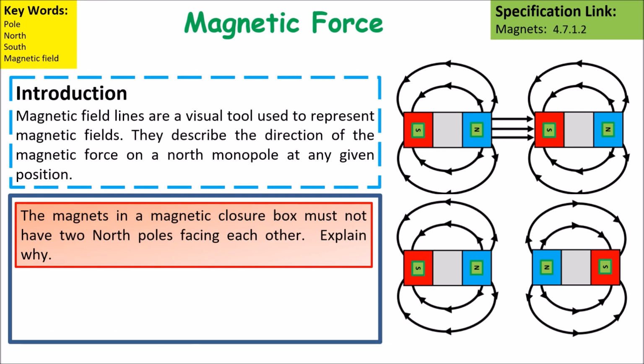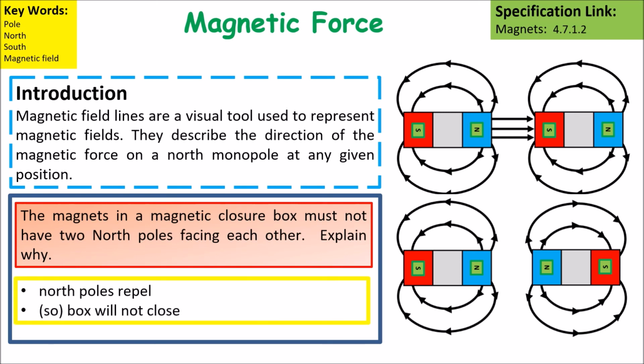The magnets in a magnetic closure box must not have two north poles facing each other. Explain why. It's simply because two north poles would repel, so therefore the box would not close.